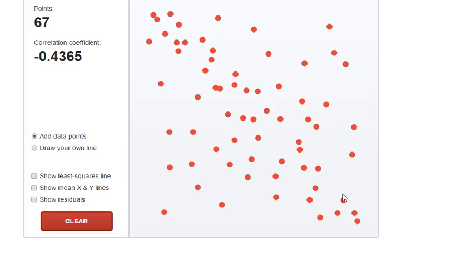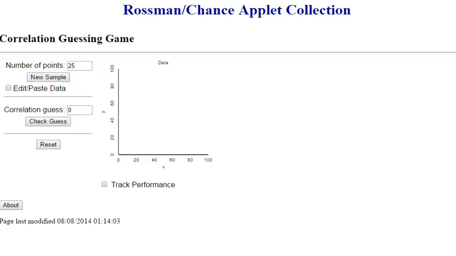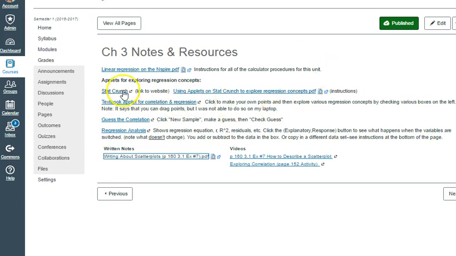So just to give you a little idea of what correlation is, if you want to try the Guess the Correlation applet, you can find that on the Chapter 3 notes page. It has the different applets that I'm using in this video.